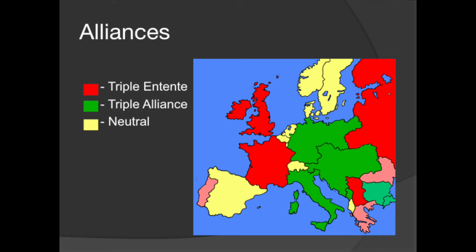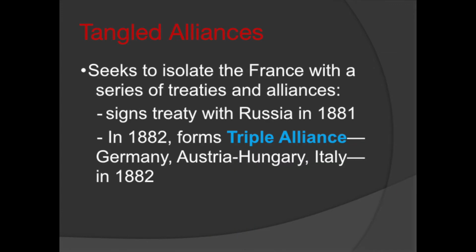Eventually, most of Europe would be split into two dueling alliances, the Triple Entente and the Triple Alliance, that we will get into in just a second. The first alliance system would be formed by the Germans. They sought to isolate France with a series of treaties and alliances. The first treaty they sign is with the Russians in 1881.